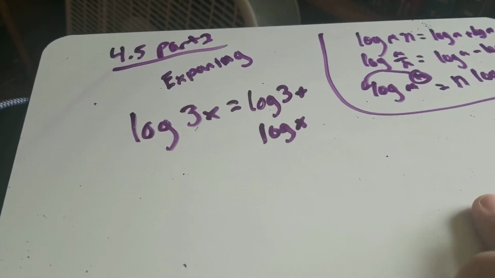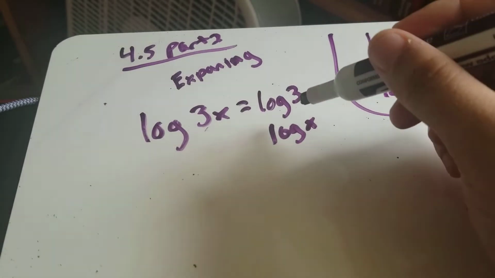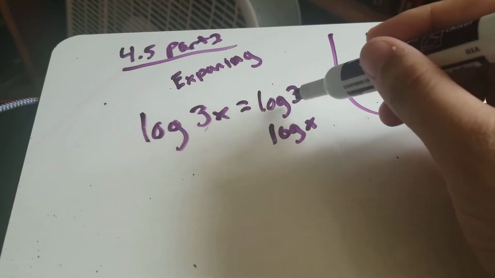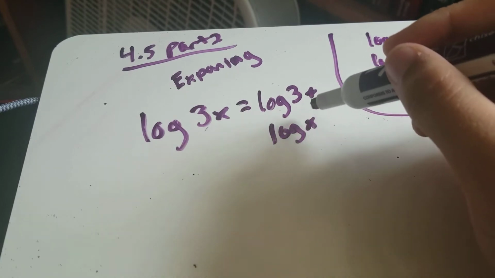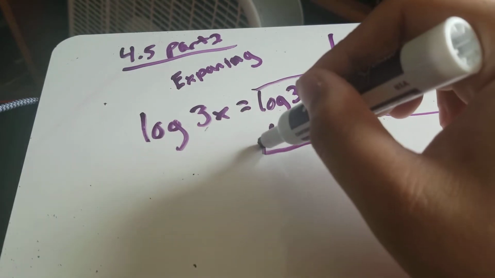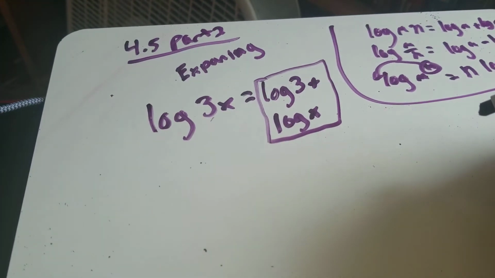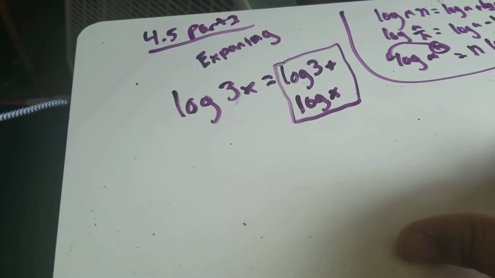Log 3 plus log x. Now, since log 3 is all by itself in the log, that one's good. Since x is all by itself in the log, that is good. Since everything has its own log, we are done with that one. So if they're multiplied together, you can spread them up with addition.